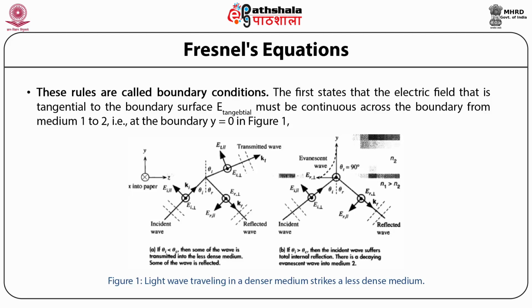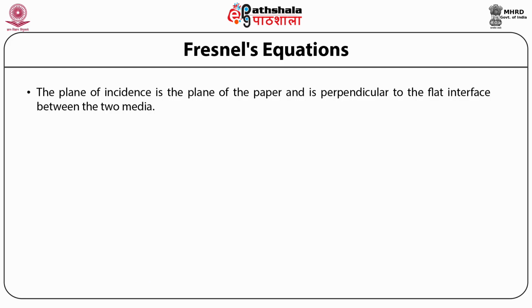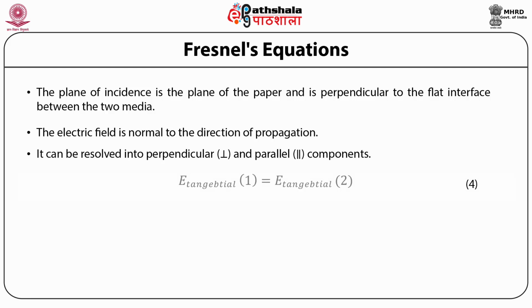Figure 1 represents a light wave traveling in a denser medium that strikes a less dense medium. The plane of incidence is the plane of the paper and is perpendicular to the flat interface between the two media. The electric field is normal to the direction of propagation. It can be resolved into perpendicular and parallel components. So E tangential 1 is equal to E tangential 2.